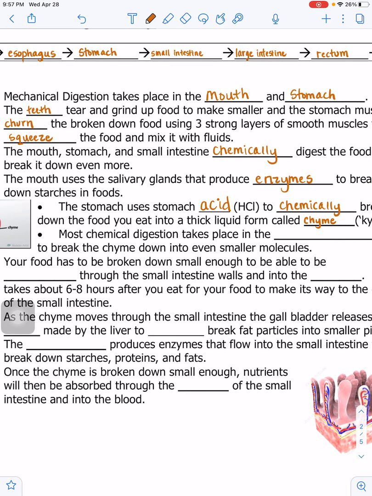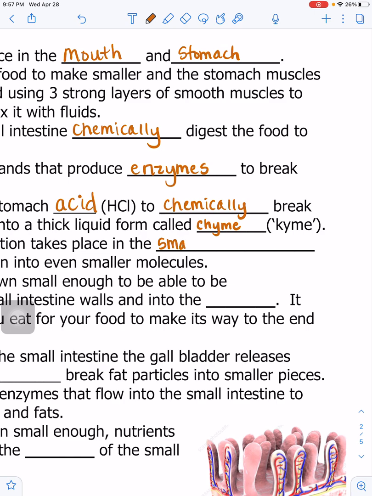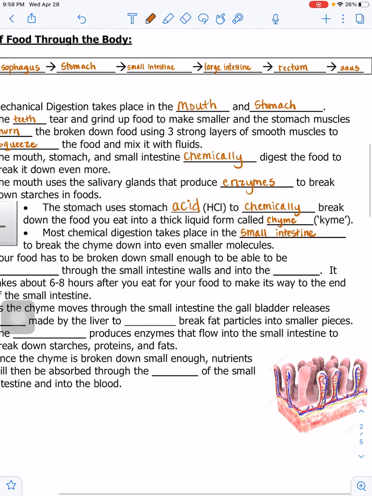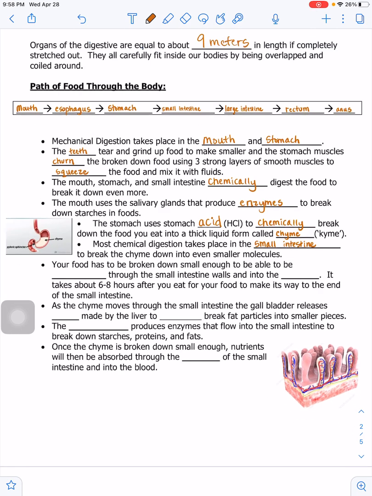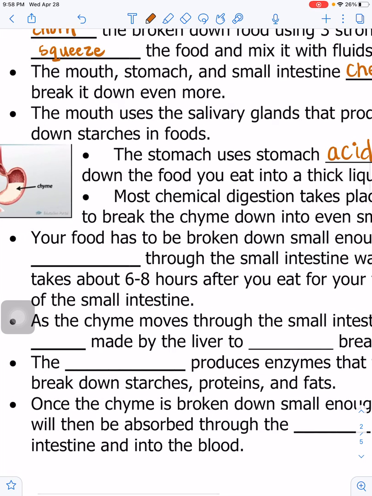Most chemical digestion is actually going to take place in the small intestine, so that way it can break the chyme down into even smaller molecules. We have to keep getting smaller and smaller and smaller. And the reason being that food keeps having to go through all these different structures to be broken down mechanically and chemically is because your food has to be small enough to be able to be absorbed.